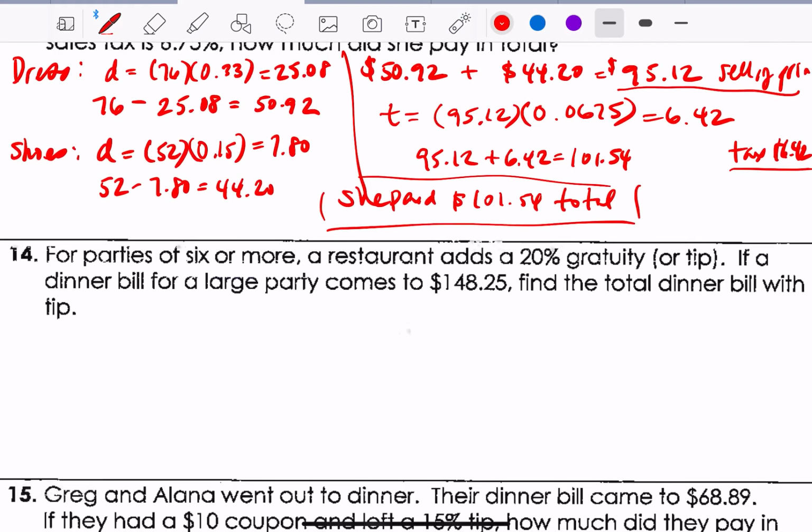For parties of 6 or more, a restaurant adds a 20% gratuity. That's another word for tip. If a dinner bill for a large party comes to $148.25, find the total dinner bill with tip. So this one's not too bad. We're just going to find what the tip amount's going to be. It's 20% of the total. And then we're going to add it in, right?